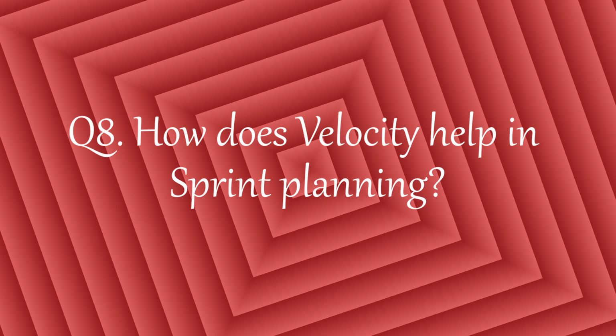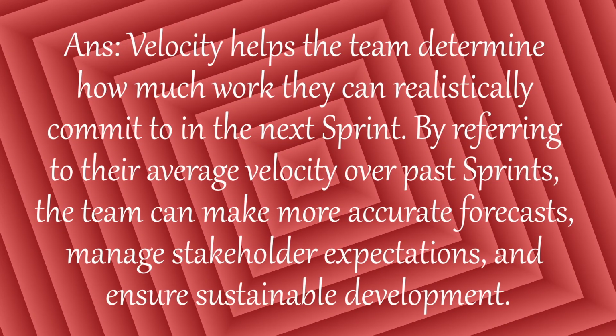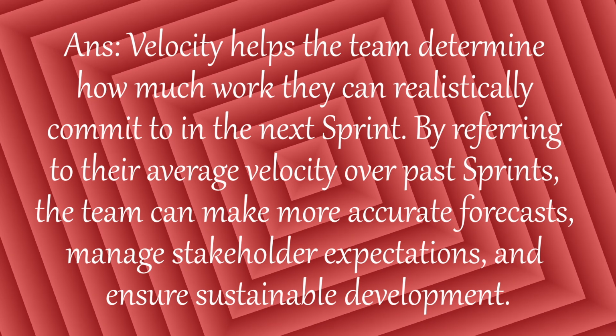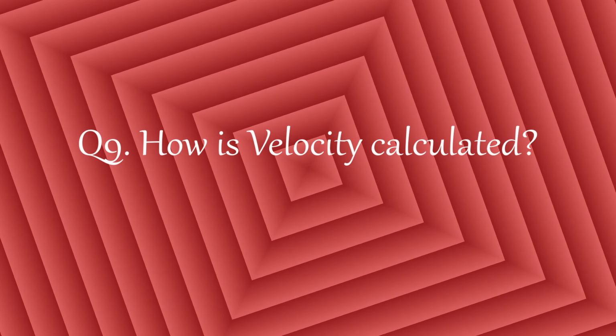Q8. How does velocity help in sprint planning? Answer. Velocity helps the team determine how much work they can realistically commit to in the next sprint. By referring to the average velocity over past sprints, the team can make more accurate forecasts, manage stakeholder expectations, and ensure sustainable development.